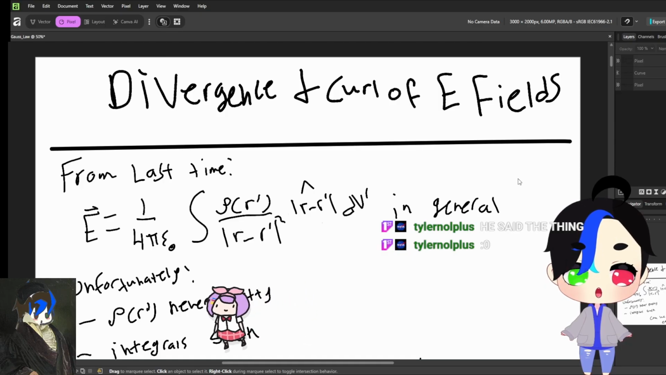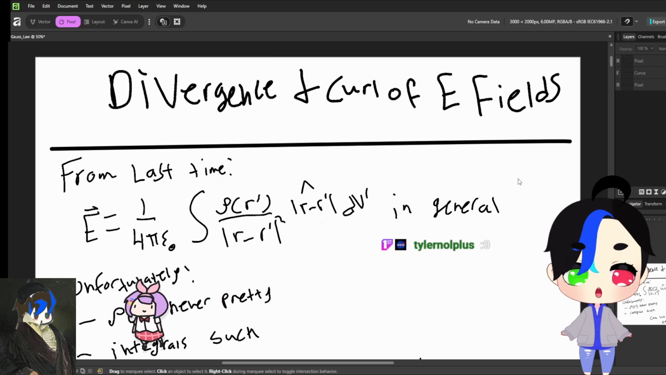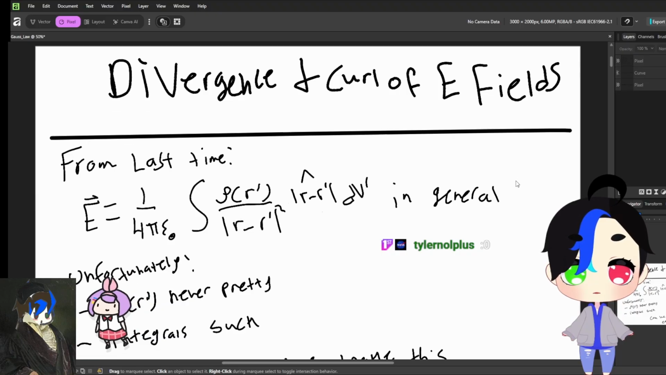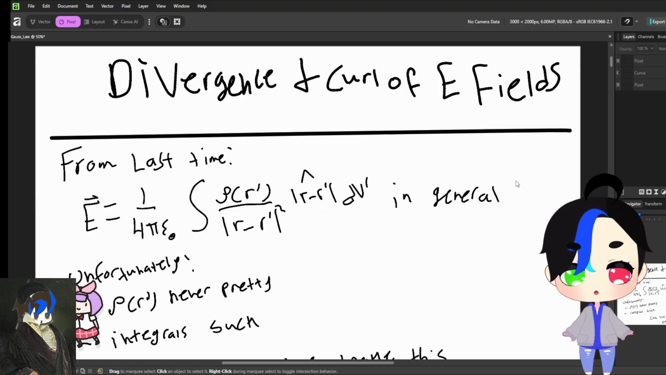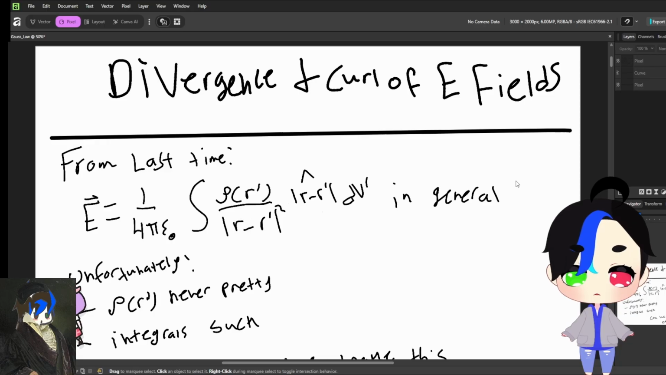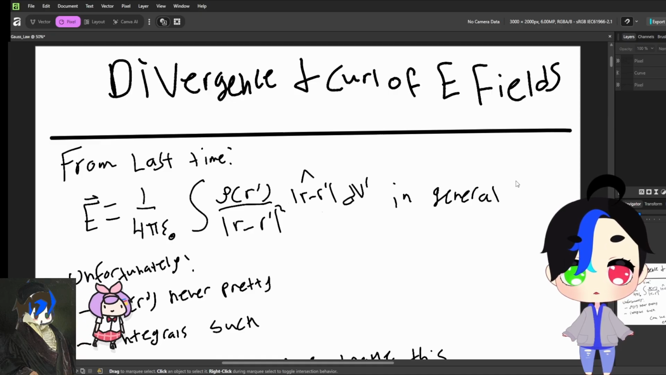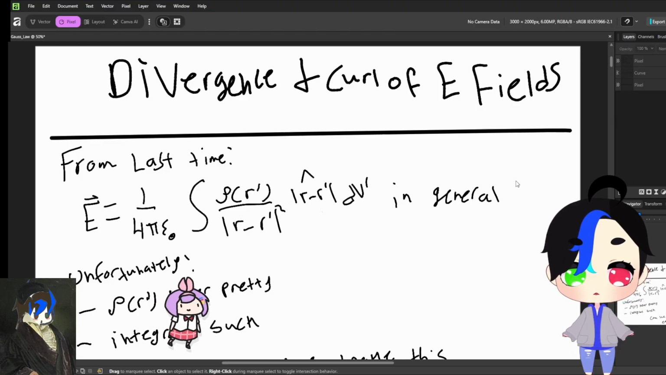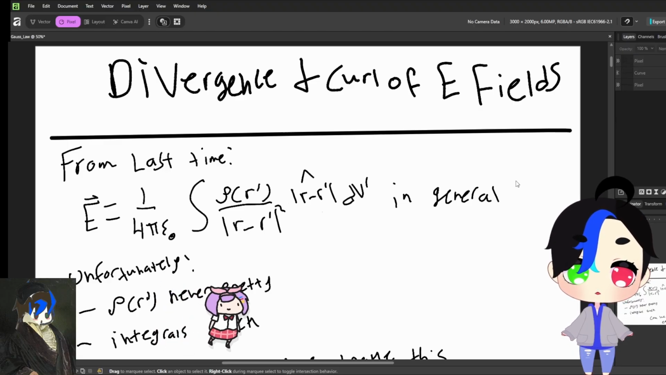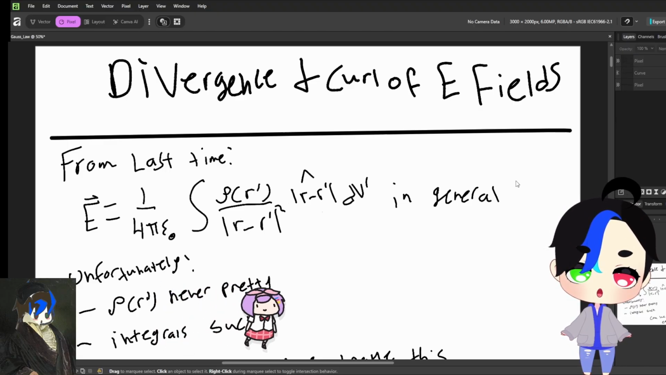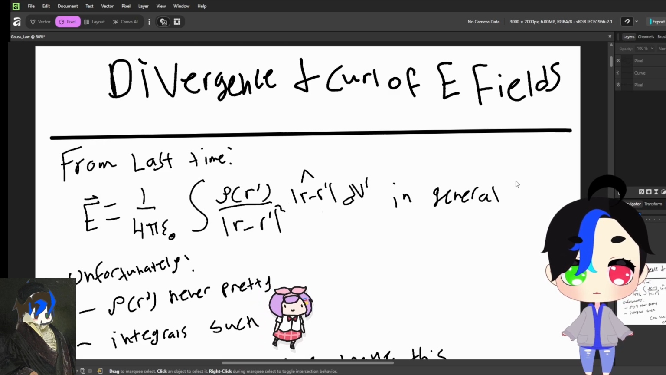If you remember from last time, or if you weren't here last time, that's fine. Last time we developed what electrostatics is about. Whenever you want to solve an electrostatics problem, generally speaking, you want to find the electric field of some charge distribution because you want to know the force it exerts on another test charge.